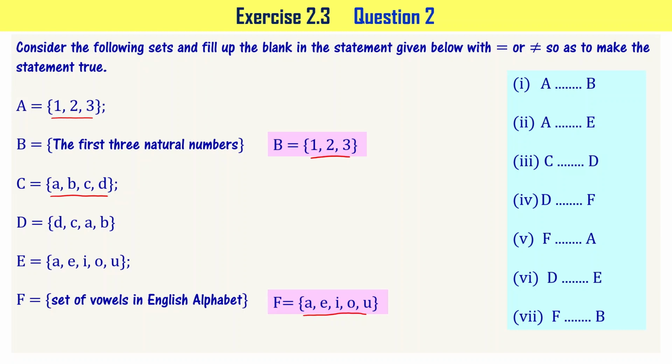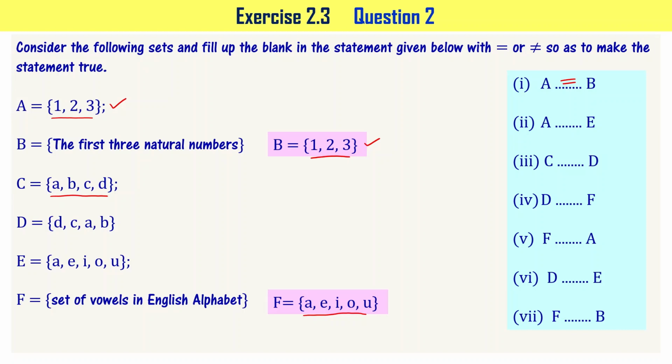The first question is A dash B. We have to say whether A equal to B or A not equal to B, right? As you see here, A contains elements 1, 2, 3 and B is also containing elements 1, 2, 3, right? And we just said that if the elements are same in both the sets, then the sets are going to be equal, right? It means we should write A equal to B.